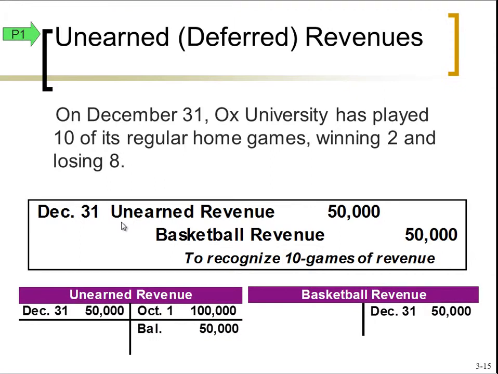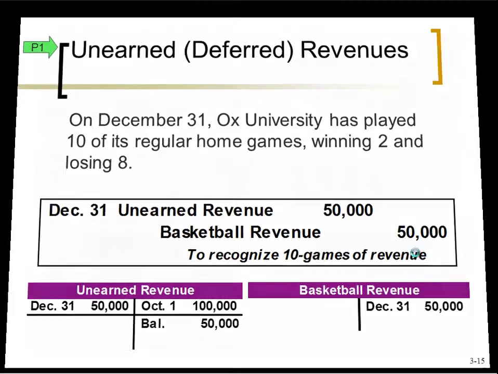So we're debiting unearned revenue to show the amount that we no longer owe because we've earned it. That was half of the $100,000, so it's $50,000. We're crediting the revenue to show that now we've earned it. We're moving it from the liability to the revenue.